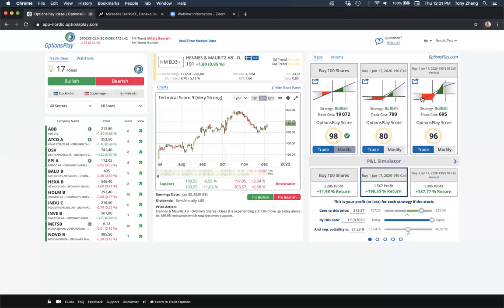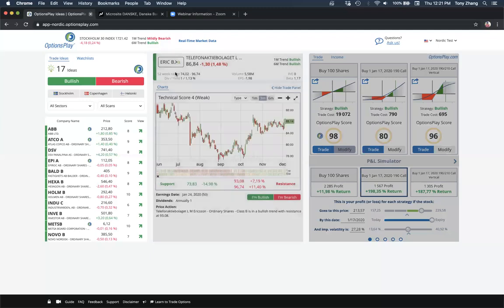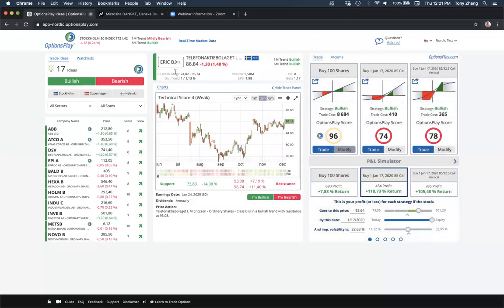So I'm already a few minutes over time, but I do want to address one last question. Peter wanted to look at a bearish example, and I do want to show you guys a bearish example here. Peter wanted to look at Ericsson B. He's bearish on this stock.